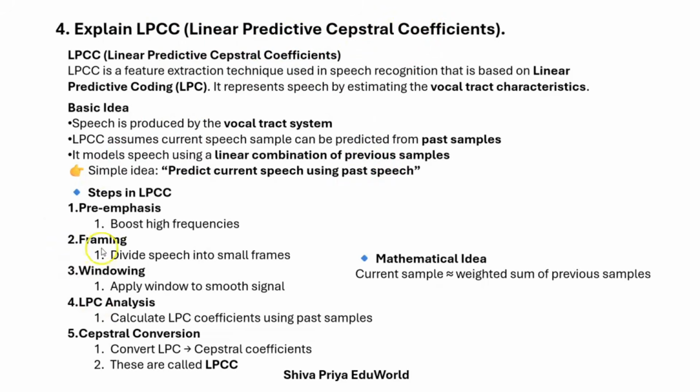The steps involved in LPCC are pre-emphasis and framing, the same as the previous one. Pre-emphasis boosts the high frequencies, and framing divides speech into small frames. Then windowing: apply a window to smooth the signal.